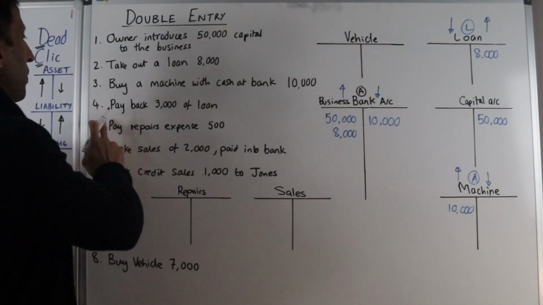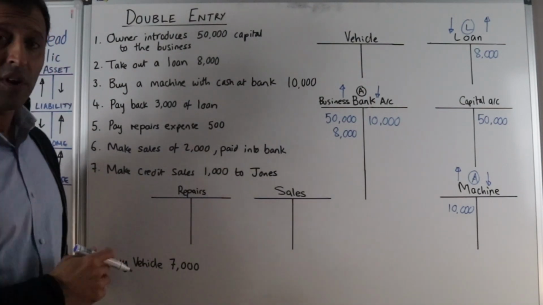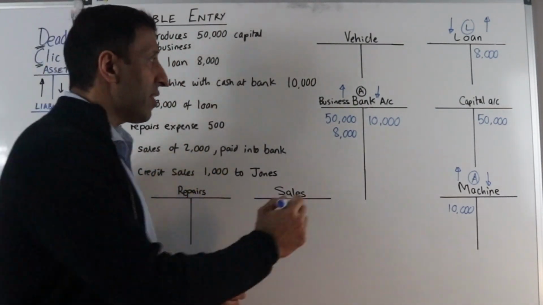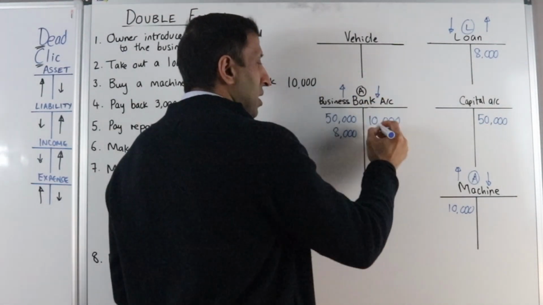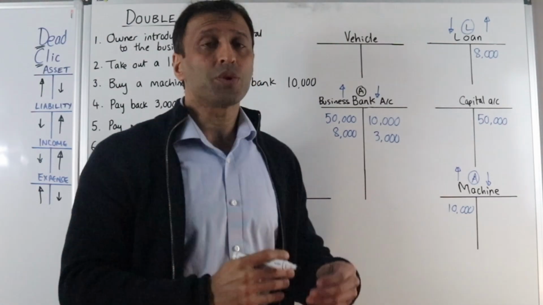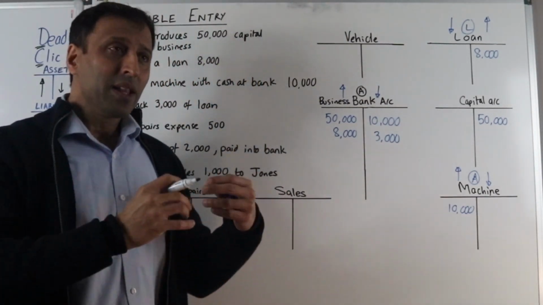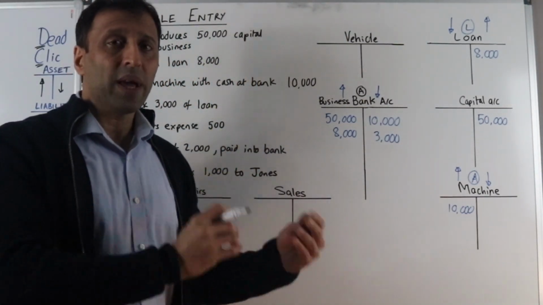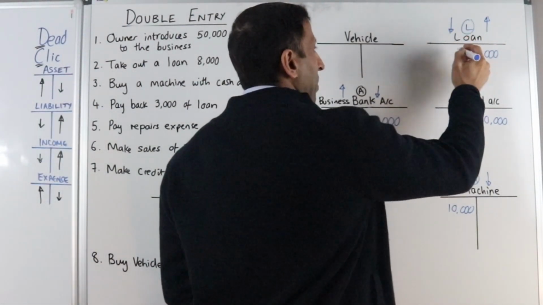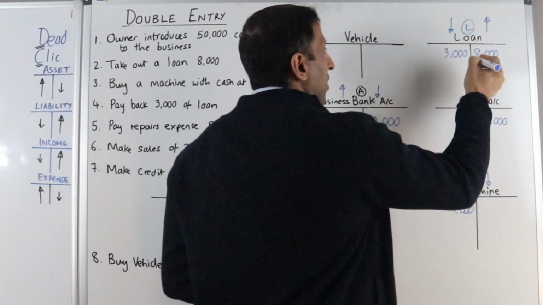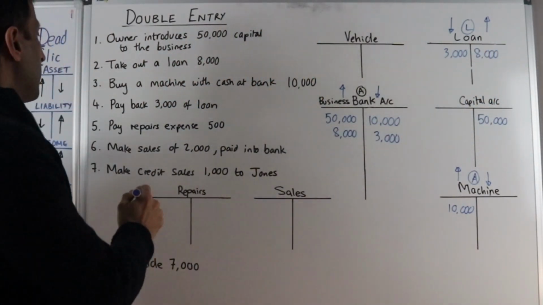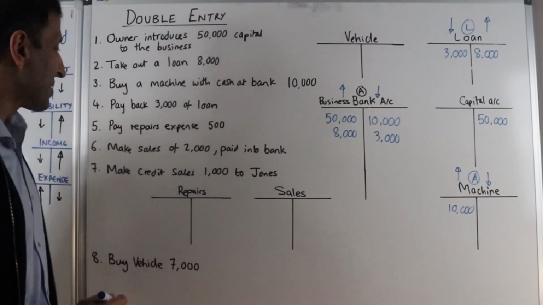Next one, we now pay back 3,000 of the loan. Now, paying back 3,000 of the loan, the business bank account balance will decrease. So the bank asset will decrease. So I'll put a figure on this side for 3,000. The loan liability, how much we owe, if we're paying back the loan, this particular transaction of paying back the loan will decrease the liability. So I put a figure on the decreased liability side of 3,000. Now on this loan, we only have a value of 5 remaining. Okay, so next one, we pay repairs expense.